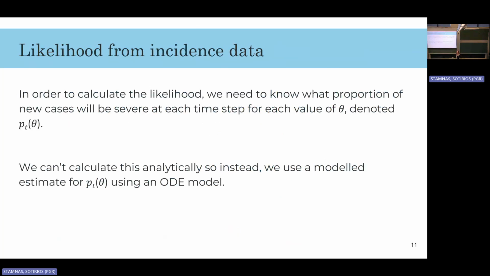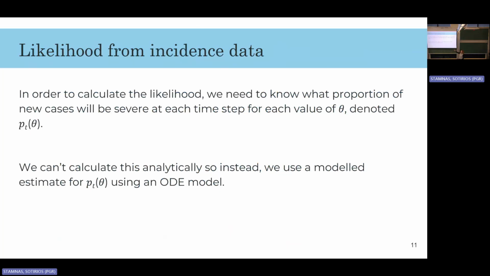Calculating the likelihood from incidence data is a little bit more complicated. So what we need to know is, given theta, so given our potential combination of alpha and nu, what proportion of new cases will be severe at each time step. And this is something that we can't just write down analytically. So what we do is we use a modeled estimate for this proportion. So I've called it PT of theta.